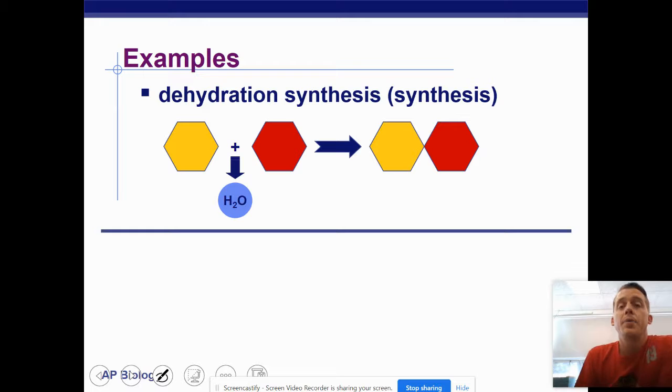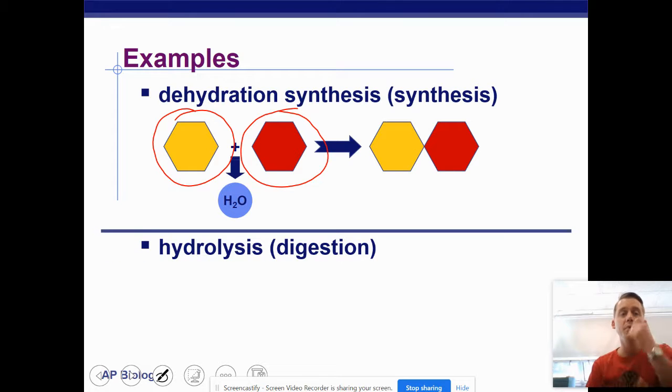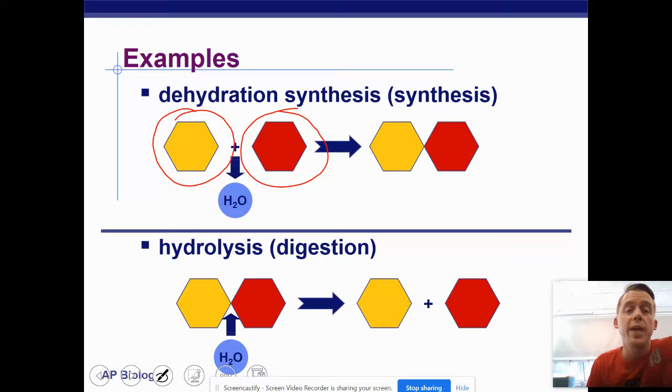So here's an example of dehydration synthesis. So dehydration synthesis, we have two monomers. Those monomers are going to remove water in order to join together. And then we have hydrolysis reactions, or breaking reactions, where we have a polymer and we're going to insert water in order to break that polymer up.